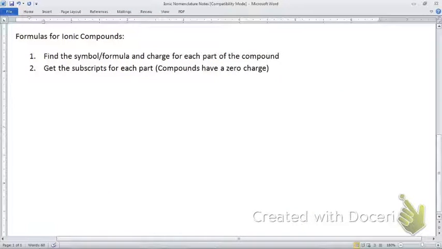Now let's go over the rules for getting formulas. The first step is to find the symbols or the formulas for the cation and the anion. The second step is to find the ratio of cations and anions in order to make a compound. And remember that a compound is neutral and therefore is going to have a total overall charge of 0.